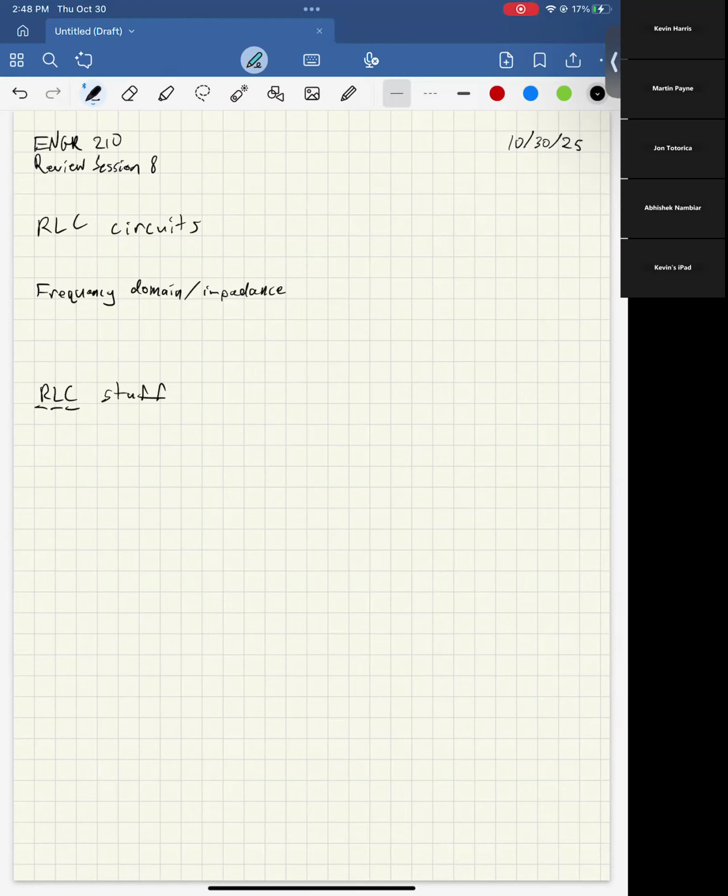But basically, unlike a normal RL circuit or an RC circuit where you have some kind of exponential behavior from an initial value to something else, with RLC circuits you get one of three behaviors: overdamped, critically damped, which is kind of just between them, and underdamped.